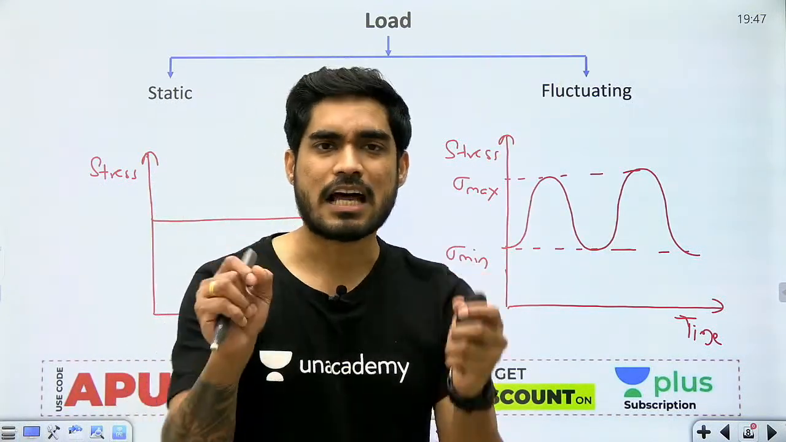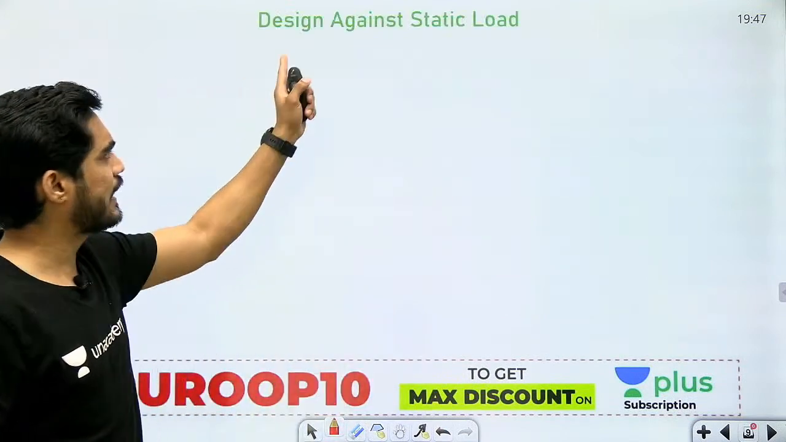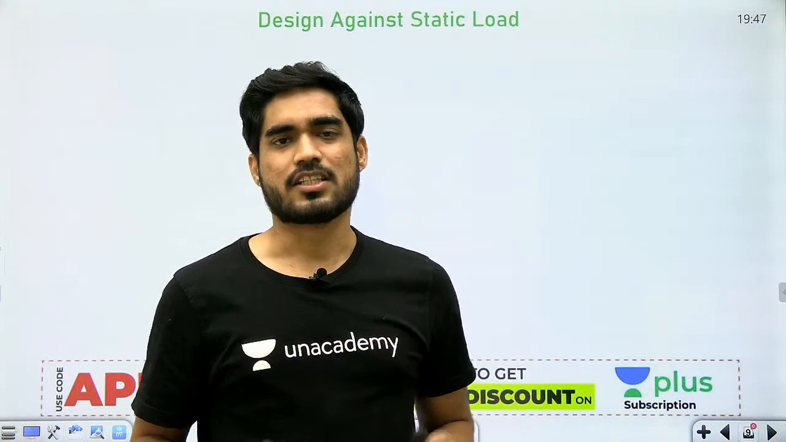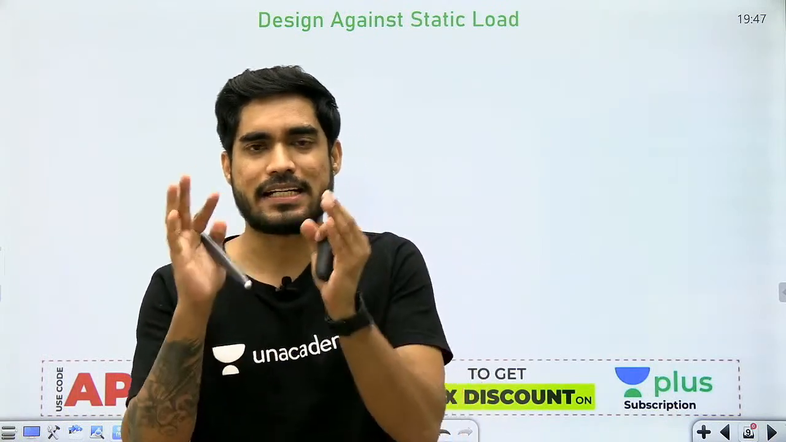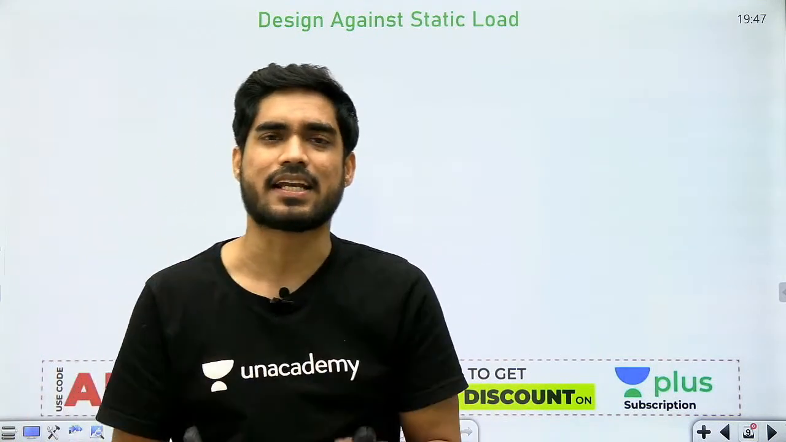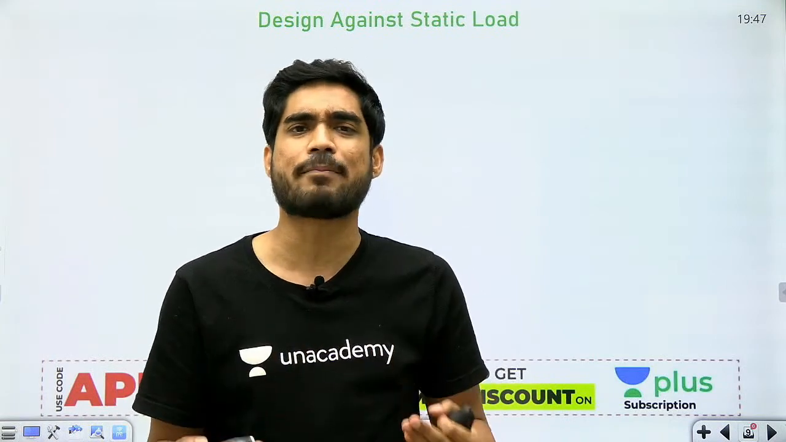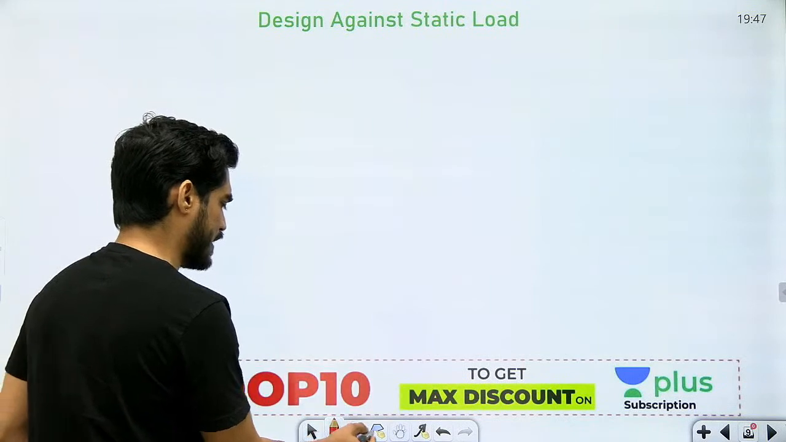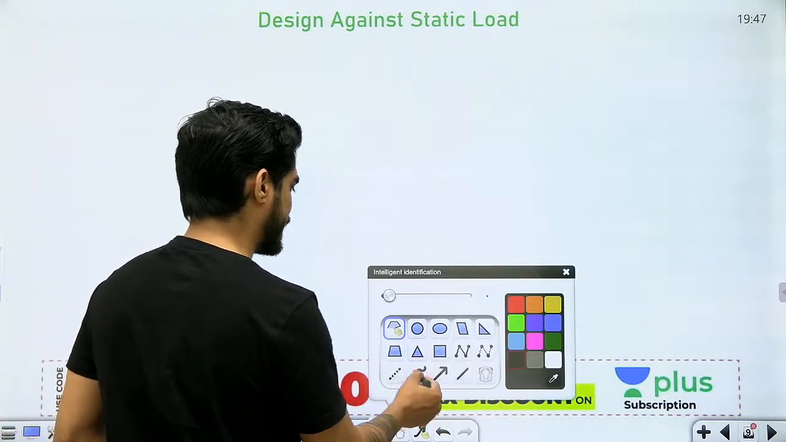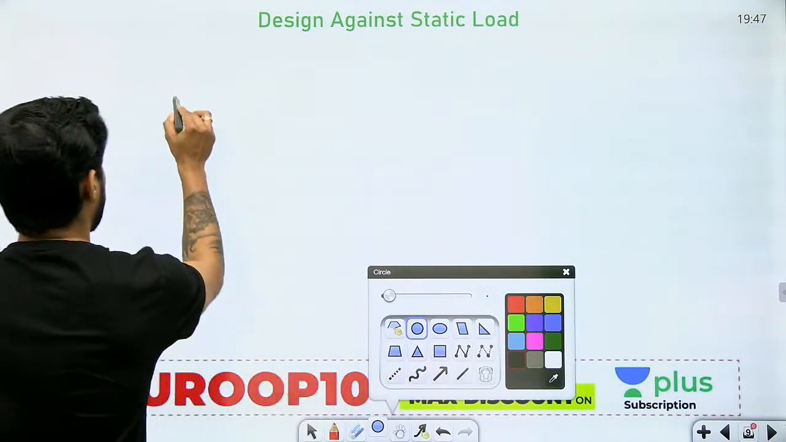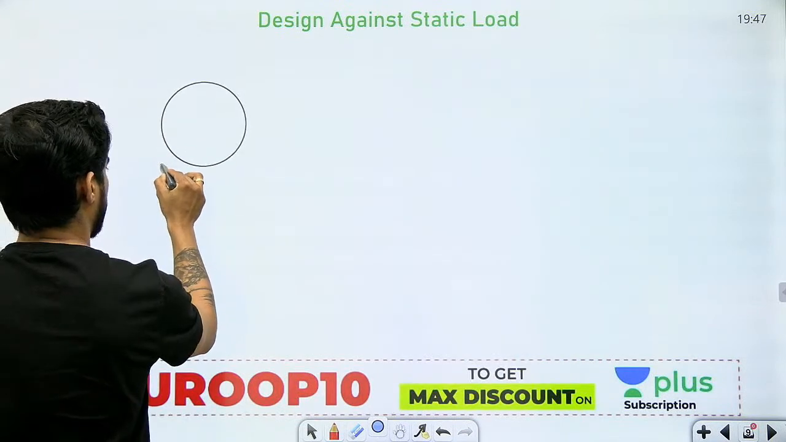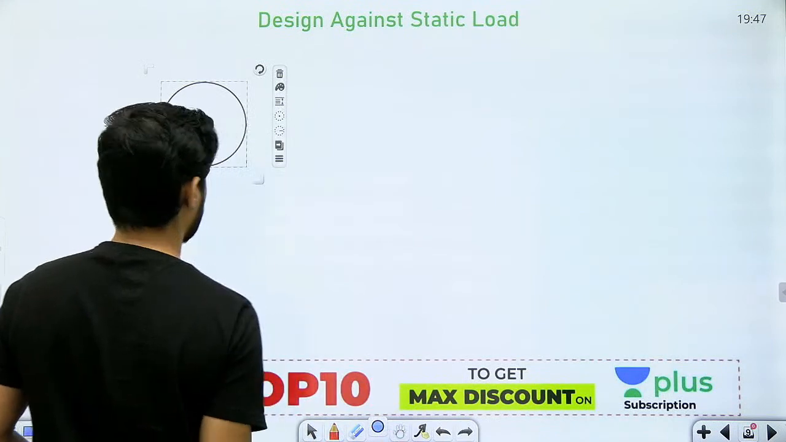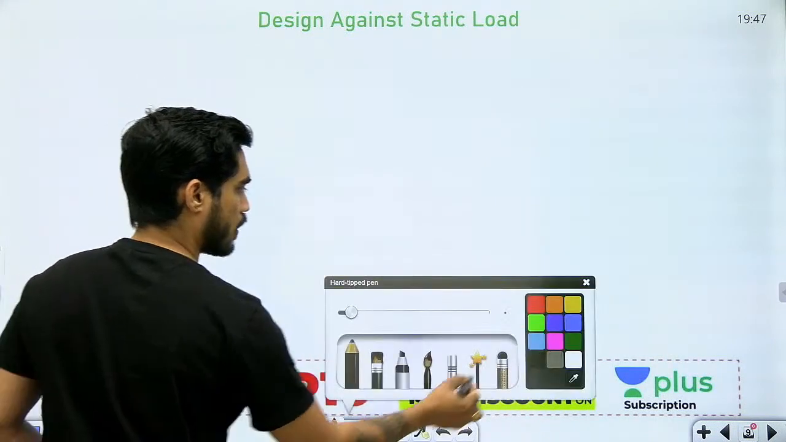Now when I say design against static load, what does it mean? जब मैं आपको बोलता हूं कि मुझे लोड के अगेंस्ट डिजाइन करना है, तो इसका मतलब क्या है? What do I mean by design against static load? Let's understand this. Let's say we have a cylindrical body. एक सेकेंड, हाथ से ही ड्रॉ कर लेते हैं.